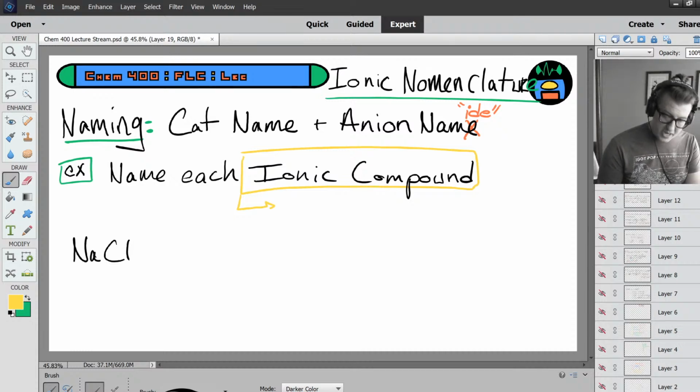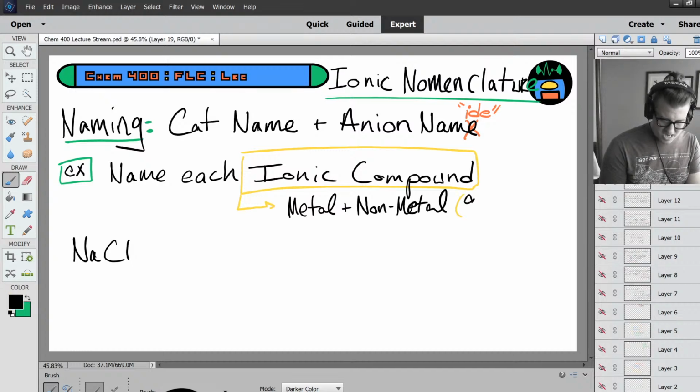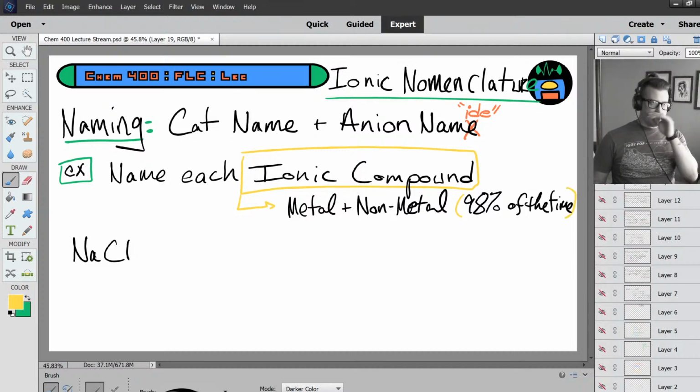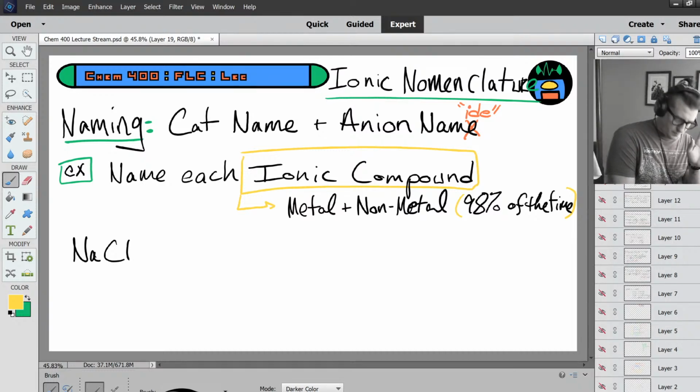The way you'll be able to spot an ionic compound is you'll have a metal plus a non-metal together in the same compound, like 98% of the time. And the second I say that, there's always this zeroing in where it's like, wait a minute, if it's 98% of the time it's a metal with a non-metal, what about that 2%? I just want you to roll with me on this. Let's not think about the 2%. Let's just focus on the 98% of the time.